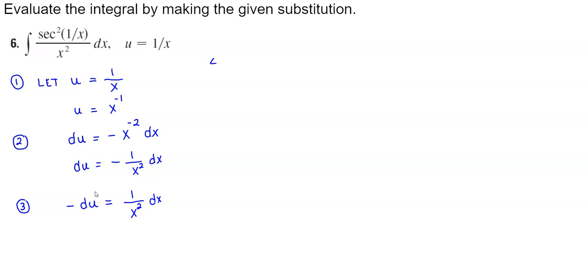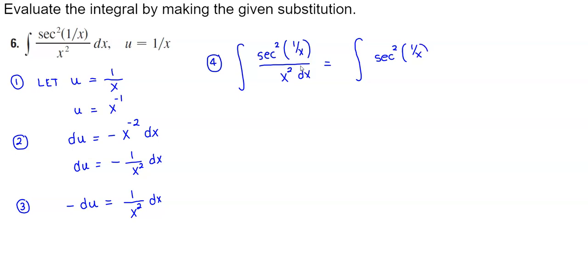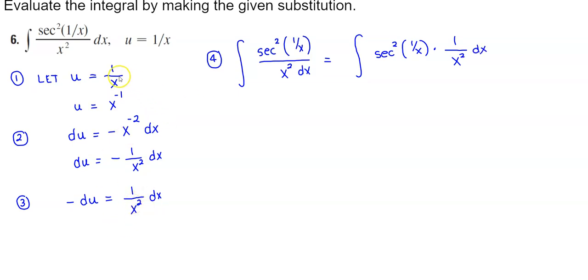Now let's rewrite the original problem. We have the integral of secant squared of 1 over x divided by x squared dx. Before we do the substitutions, let's rewrite this as secant squared of 1 over x times 1 over x squared dx. And therefore now you can see what the substitutions are going to look like.